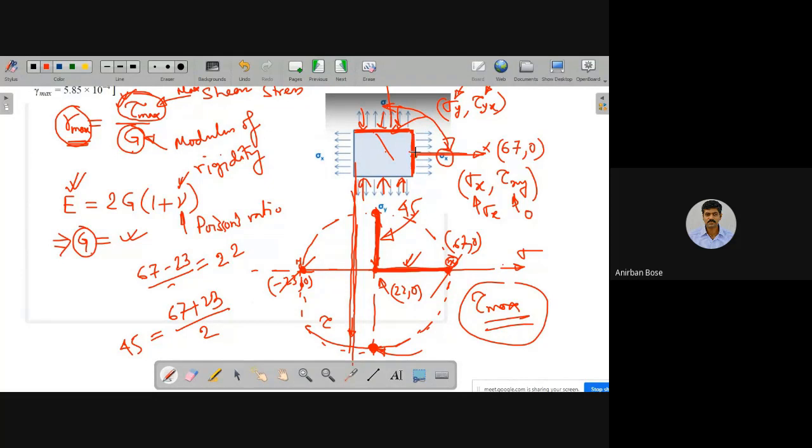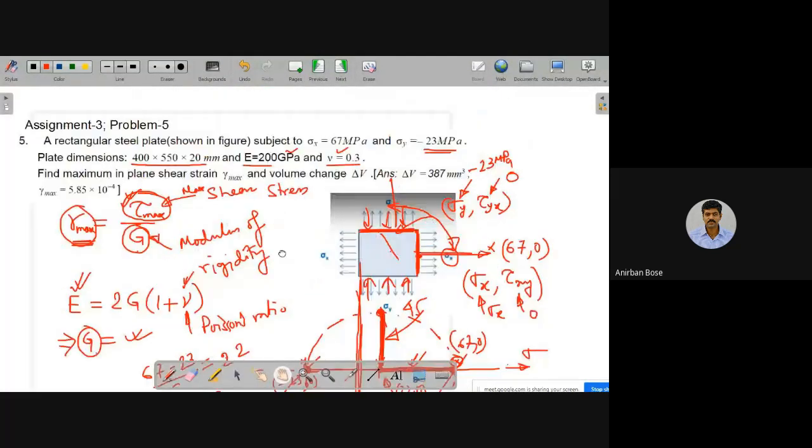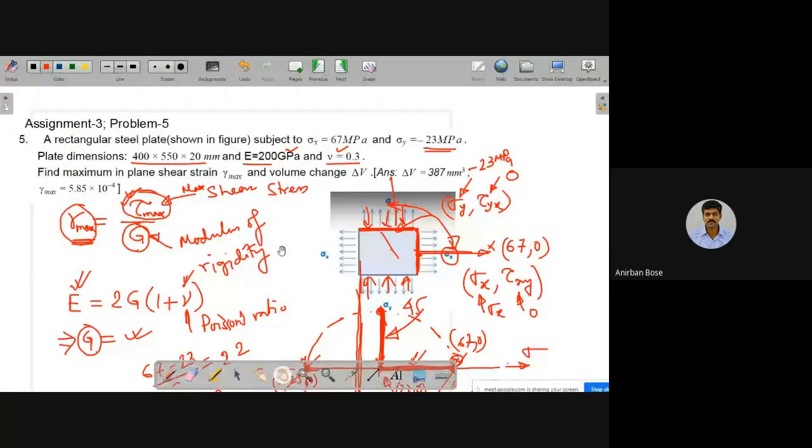But right now this problem is not so difficult. One of these principal stresses is tensile, the other one is compressive. That is why the problem is simple, because the in-plane shear stress is the maximum. So that is the way you can find gamma max. What is the other part of the problem? The other part of the problem is you have to find out how much the volume change will be.